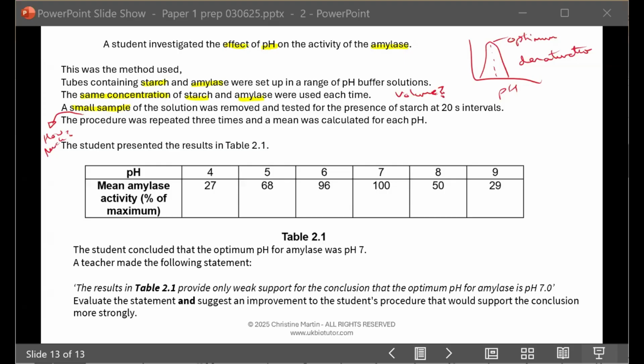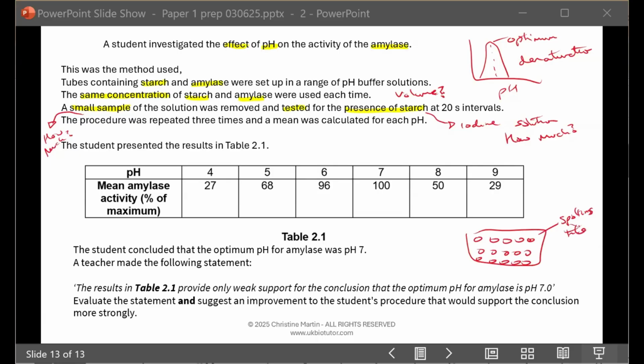Okay. They're testing for the presence of starch, so therefore they've used iodine solution. How much did they use of the iodine solution? And they did it at 20-second intervals. So I'm assuming that they have got a white towel, a spotting towel, that they are then going to put their samples on. So a spotting towel.